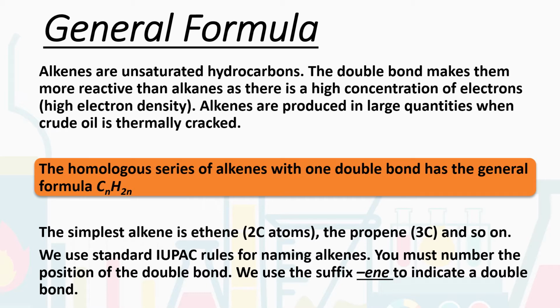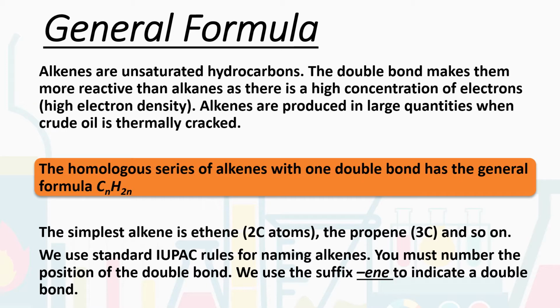And alkenes are produced in large quantities when crude oil is thermally cracked. And so we have a general formula for our homologous series of alkenes with one double bond as being CnH2n. Remember that the alkane general formula is CnH2n+2. Alkanes are saturated, they have the maximum number of CH bonds. Alkenes unsaturated, we have a CC double bond, which means they don't have the maximum number of CH bonds they can have.